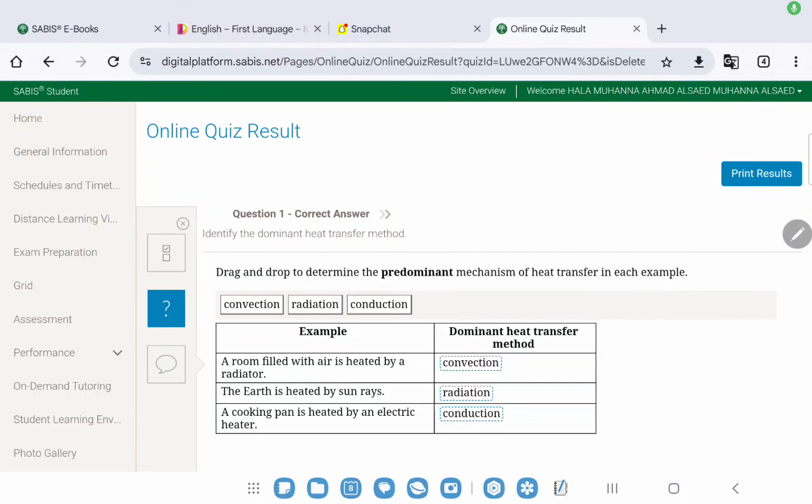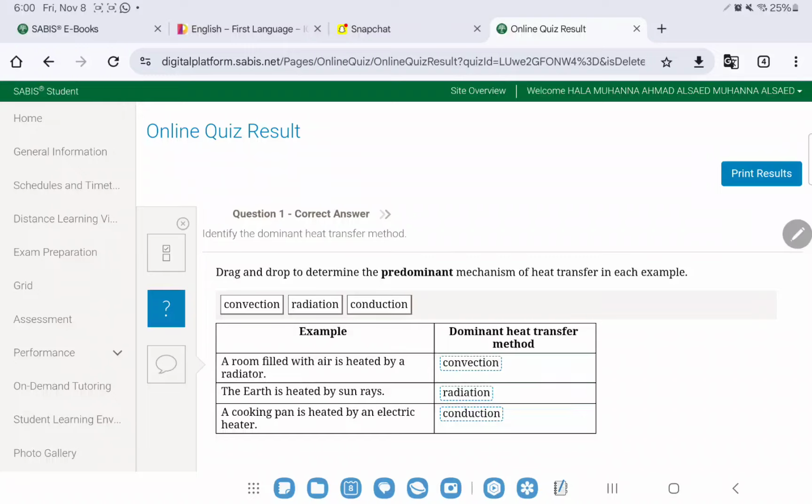Everyone, so this is chapter 1.9 to 1.10, the physics chapter 1 level M quiz. Let's start. This quiz is really easy.